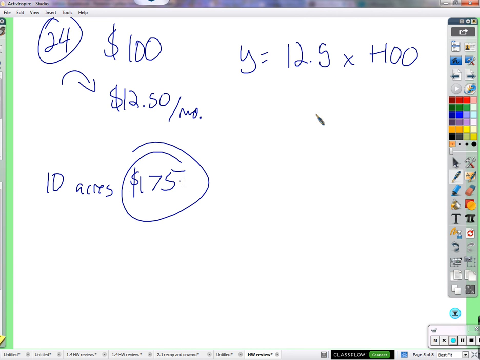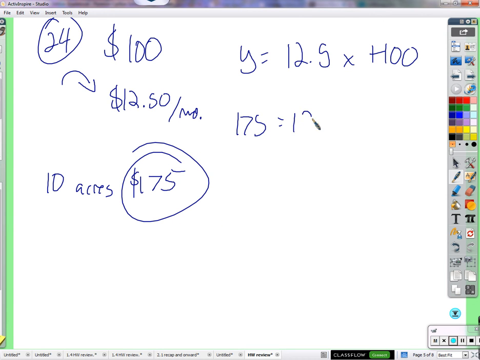100. Yeah, 100 is money. But the variable y also represents money. Right, y represents the total amount that you have. So, Monica? 12.5 is money per month. It's actually 12.5 is a rate, right? It's money per month. What do we do with 175? Plug it in for y.